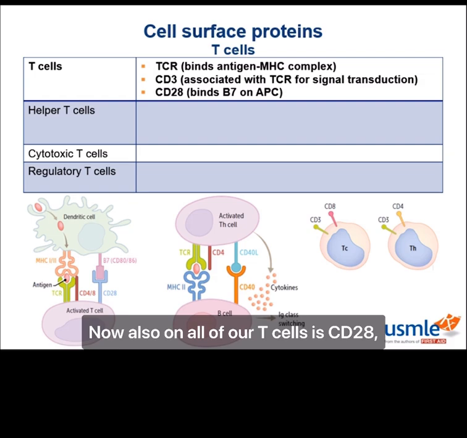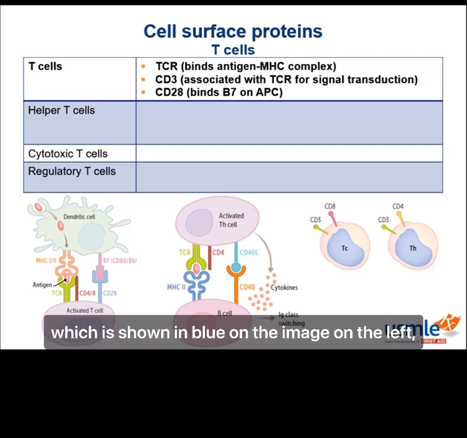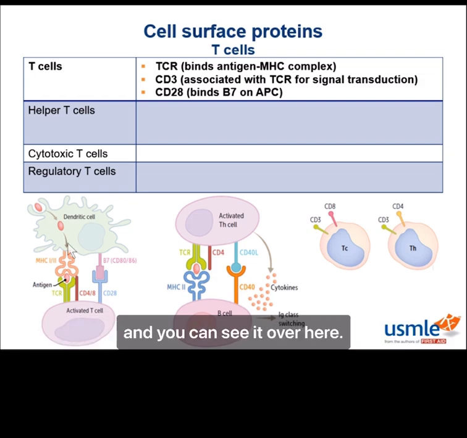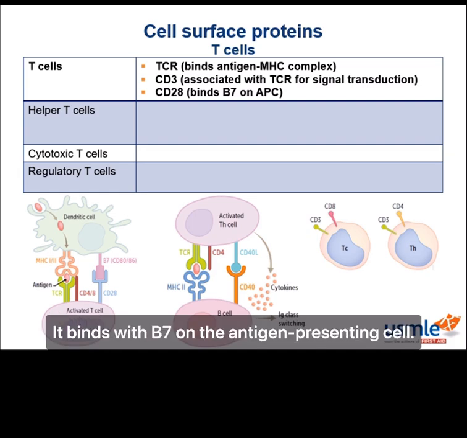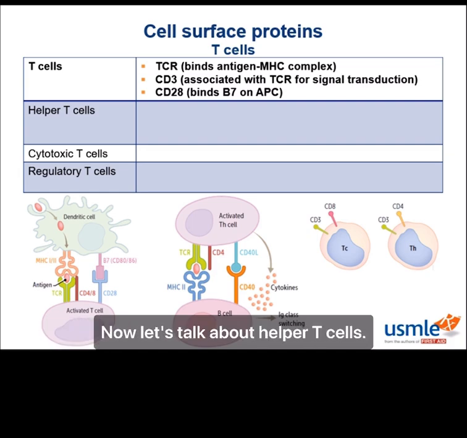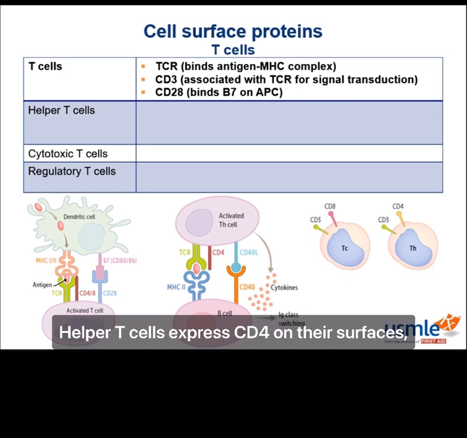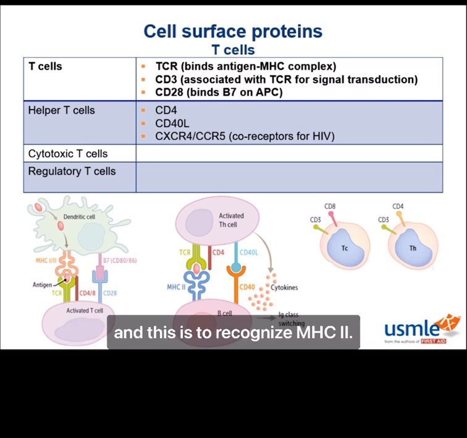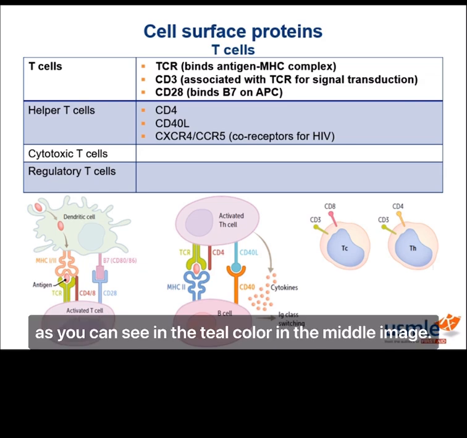Now, also on all of our T cells is CD28, which is shown in blue on the image on the left. You can see it over here. It's a co-stimulatory signal that we need for T cell activation. It binds with B7 on the antigen-presenting cell. Now, let's talk about helper T cells. Helper T cells express CD4 on their surfaces, and this is to recognize MHC2. They also express CD40 ligand, as you can see in the teal color in the middle image.